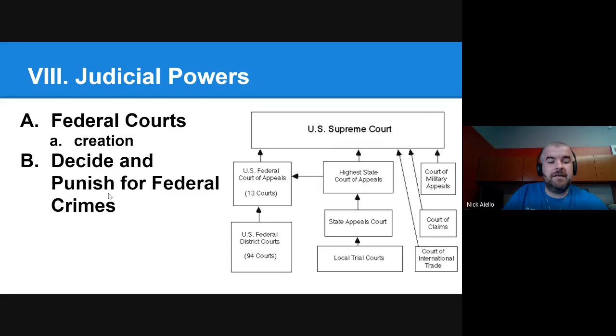They also decide and punish for federal crimes. So the punishment we know for federal crimes is as high as the death penalty. So we do carry the death penalty for crimes such as treason and things like that. If we were to get rid of the death penalty at a federal level, that would have to be a decision that's made by Congress.